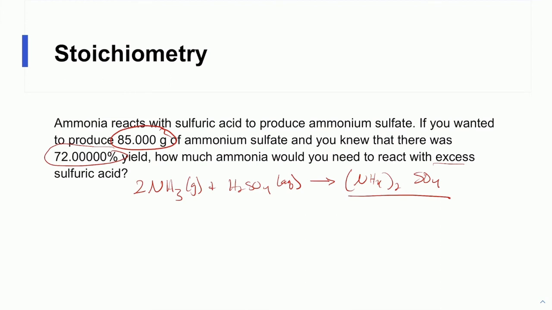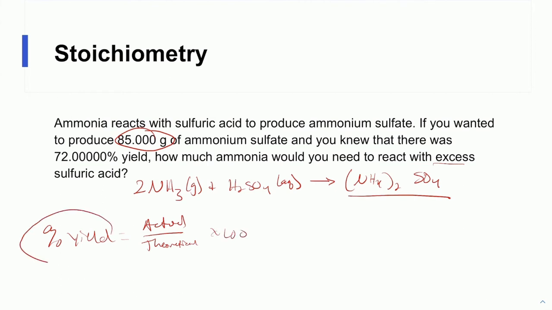So what they've given us is what we actually want to produce. This is the actual yield. That's what we actually want. If you remember, percent yield is equal to actual over theoretical times 100. What they've given us in this case is the percent yield, but they've also given us the actual. And we have to solve for the theoretical in order to plug that into all those equations, so that I can figure out not only how much ammonia I would need, but the amount of ammonia I would need to produce exactly 85 grams of ammonium sulfate, knowing that there's a 72% yield.